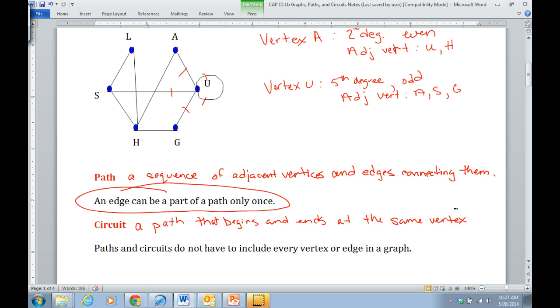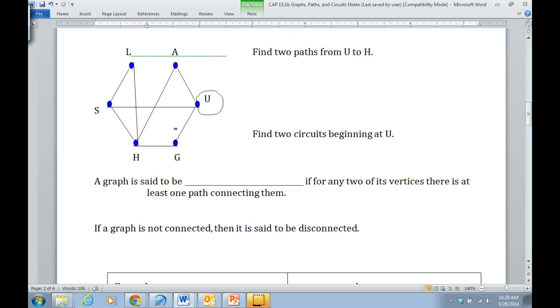Okay? So one thing you should know is that paths and circuits do not have to include every vertex or edge in the graph. So not everything has to be used. Okay? In front of you now you have a graph, and we want to find two paths from U to H. Okay? So going from U to where? What's the next point you can go to? G to H, right? That's one path. What's another path?